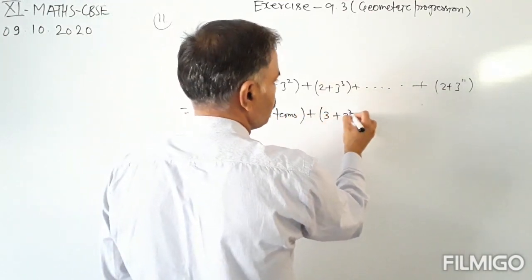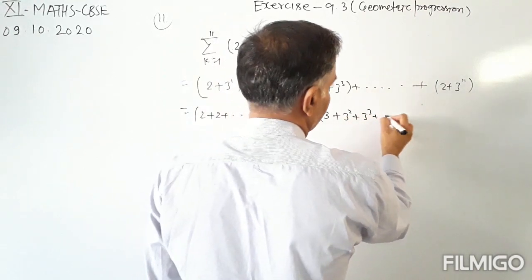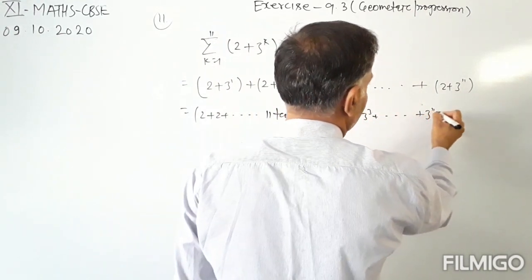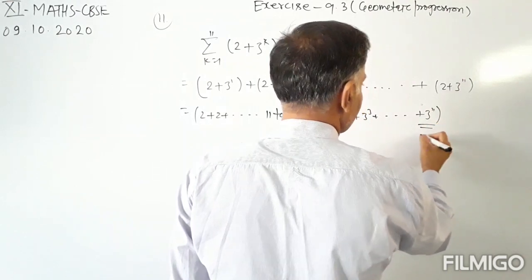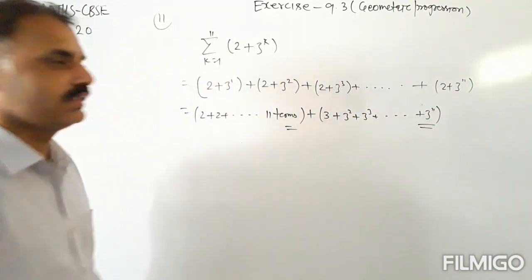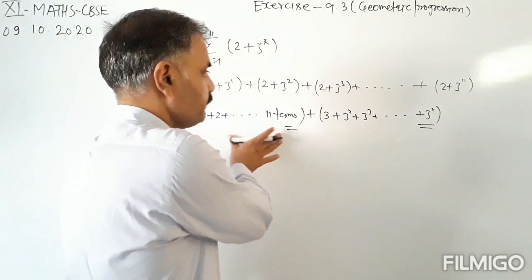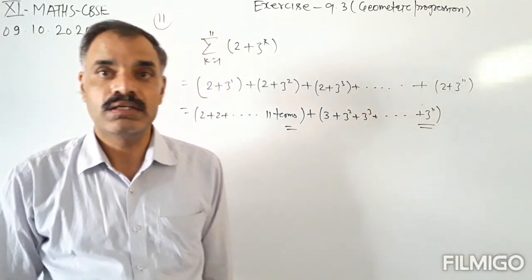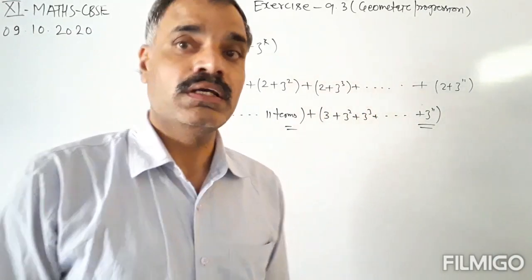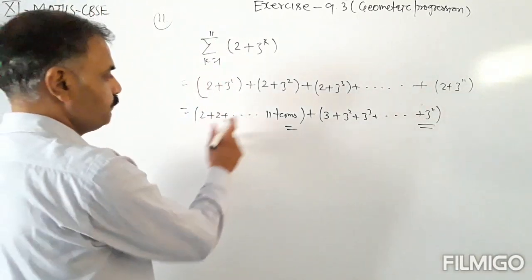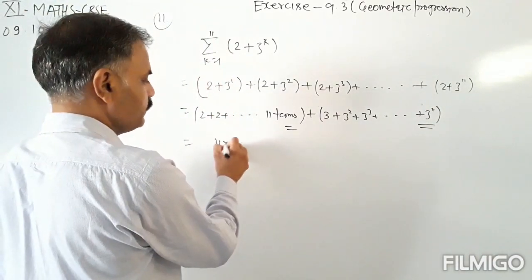3 plus 3 raised to the power 2 plus 3 raised to the power 3 up to 3 raised to the power 11. These are also 11 terms. So the total number of terms in each bracket is 11. Now 2 plus 2 plus 2, 11 times, is 11 into 2.